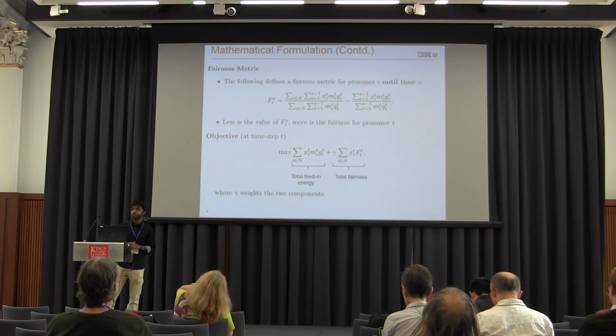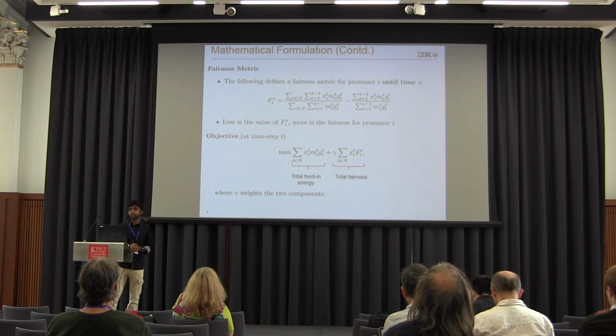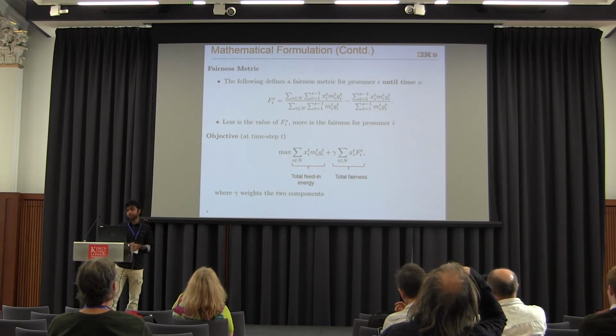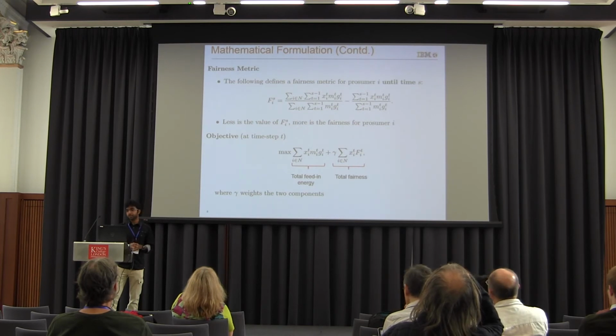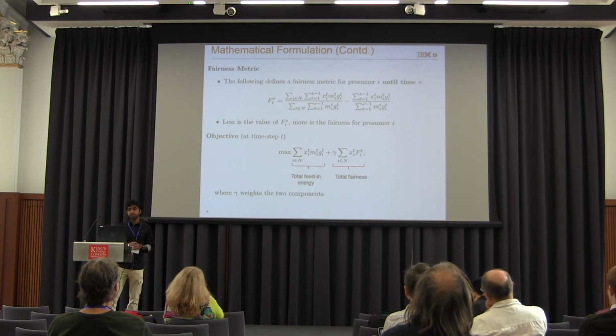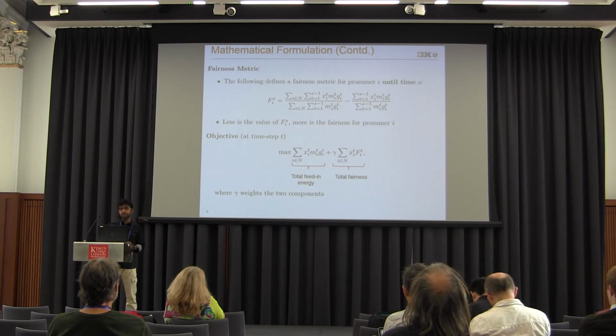We also want to ensure fairness in the system. For that, we have introduced this metric F_is, which is a fairness metric for prosumer i until time s. If you look at the expression on the right-hand side, the first component is the ratio of the total energy collected from all the prosumers till time s minus 1 to the net generation by all the prosumers till time s minus 1. And the second component is the ratio of the total collected energy from prosumer i till time s minus 1 to the total net generation by prosumer i till time s minus 1. Here F_is can even be negative, and the higher the value of F_is, the more is the fairness for prosumer i.